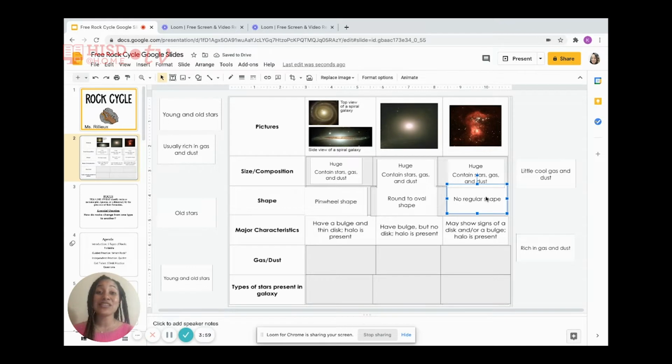So let's move on to gas and dust. How much gas and dust does each galaxy actually have? Now, remember, shape is determined by the amount of gas and dust that a galaxy has. For example, if we start in the middle with our elliptical galaxy, it has a very defined shape. We can see that it is oval or round. So because our elliptical galaxy has such a defined shape, what about the amount of gas and dust does it have?